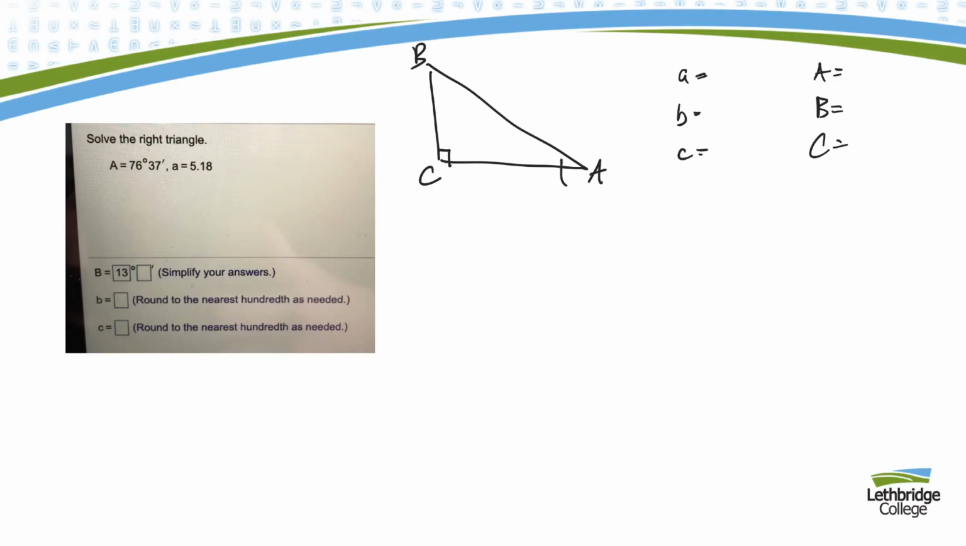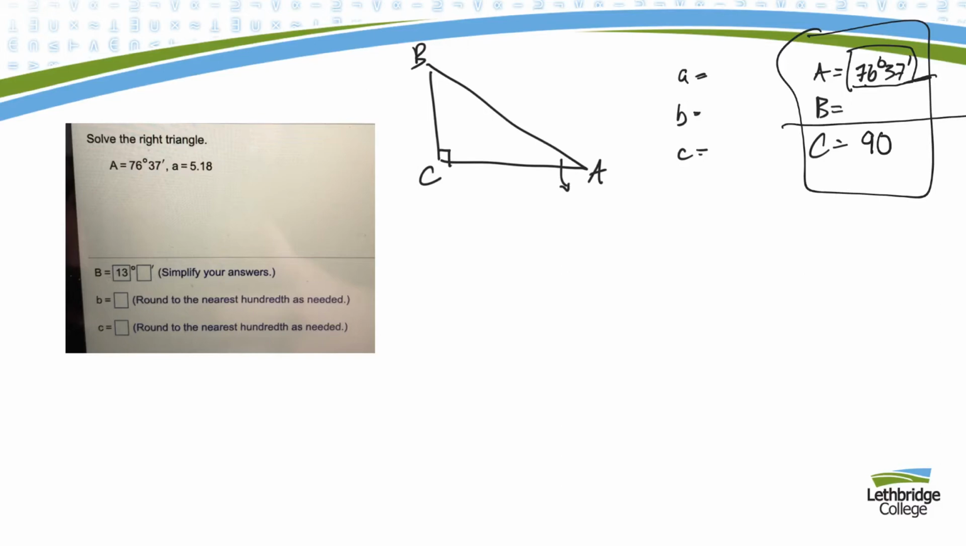They give me A, that's this angle here, as being 76 degrees 37 minutes. So to find angle B, since I know angle C is 90, I would just subtract. All three of them have to add up to 180. So 90 plus this, and then subtract that from 180. Basically, though, the sum of A and B is always 90. So I can take 90 degrees and subtract from that 76 degrees 37 minutes.